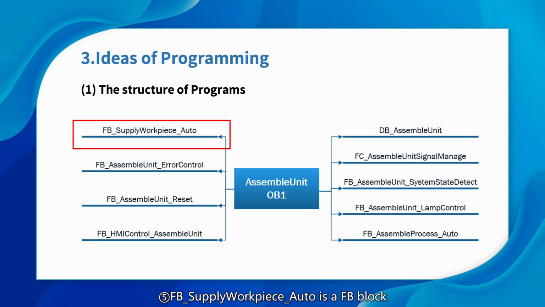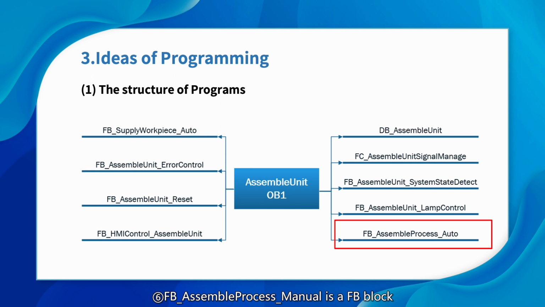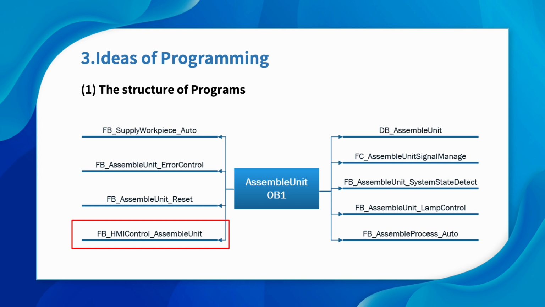5. FB2 Supply Workpiece to Auto is an FB block. It controls the automatic feeding process of parts to be assembled. 6. FB2Assemble process to manual is an FB block. It is used to control the assembling process manually. 7. FB2Assemble process to auto is an FB block. It is used to control the assembling process automatically.